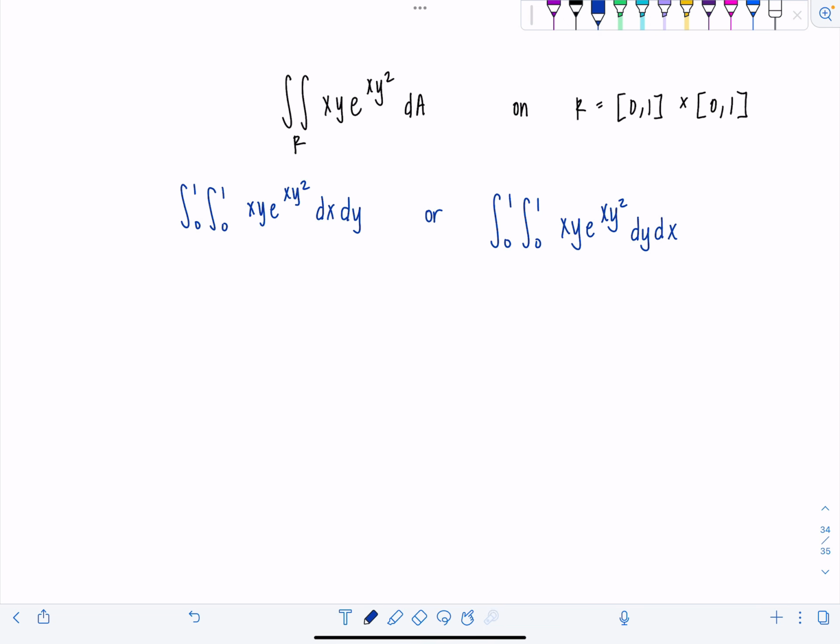Okay, so let's see. If we were to integrate with respect to x first, I'm treating y as a constant, yes? And now look at the integrand right here. If I'm integrating with respect to x, well then I have e to the x times x. That would require integration by parts, which is not the end of the world, but is that the most desirable path? I don't know. Let's see what happens if we do dy dx, different order.